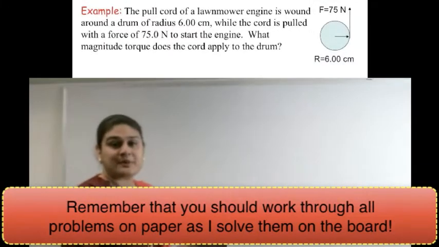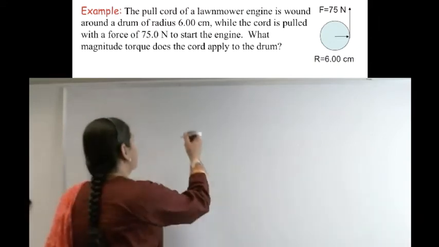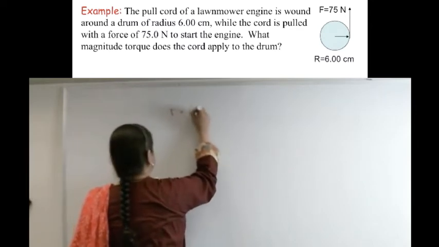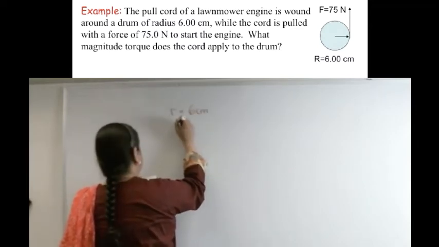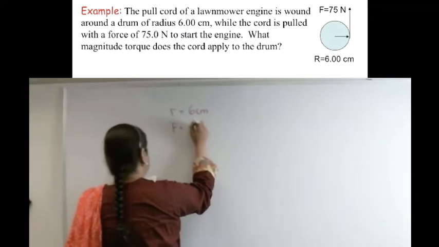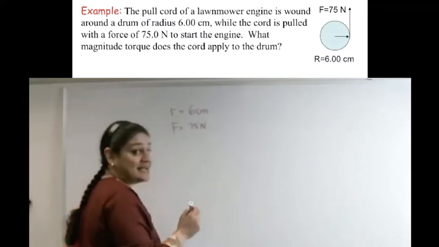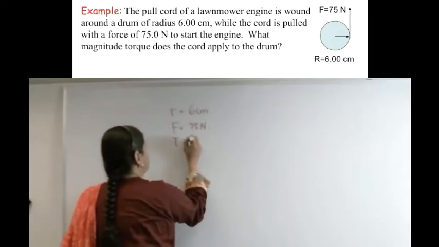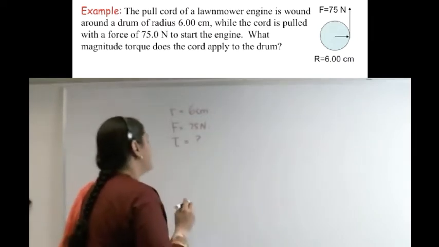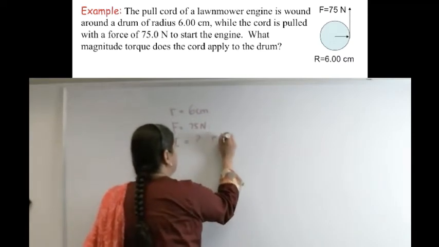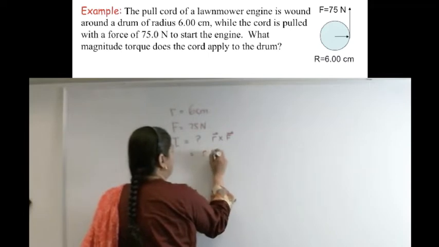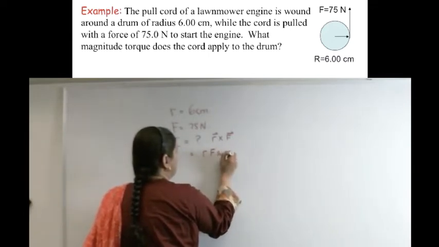Okay, so in this lawnmower question, it says it's wound around a drum of radius 6 centimeters. The applied force is 75 newtons, and it's asking what magnitude torque this cord applies. So torque is equal to what? I know torque equals R times F, which basically means it is RF sine theta.